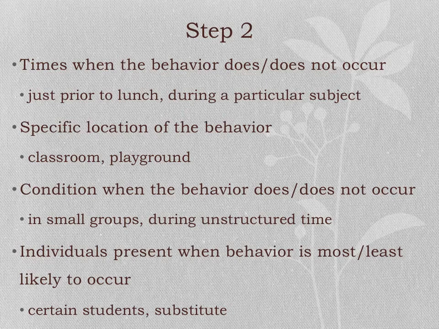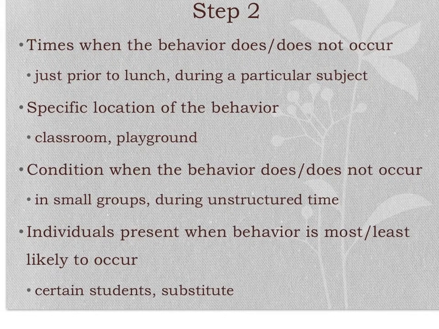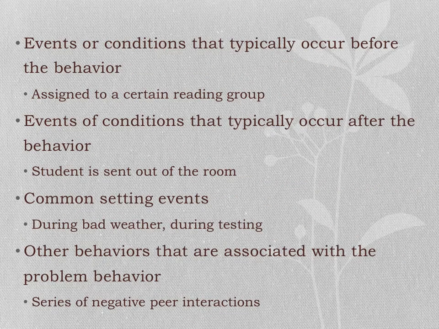Individuals present when the behavior is most or least likely to occur. So, is the behavior occurring around certain students or when the substitute is there, and so forth? You really have to think about when the behavior is occurring, where the behavior is occurring, under what conditions the behavior is occurring, and also around who the behavior is occurring. We must also look at the events or conditions that typically occur before the behavior. Therefore, we must really look into the antecedents, that is, the time just before the behavior occurred. Is the behavior occurring when the student is assigned to a reading group?